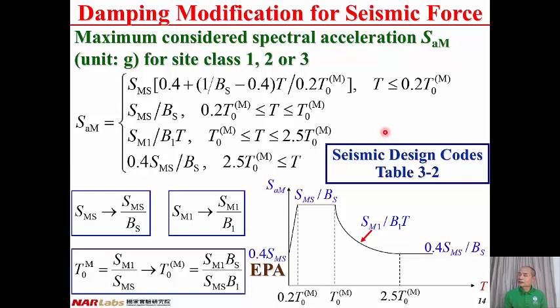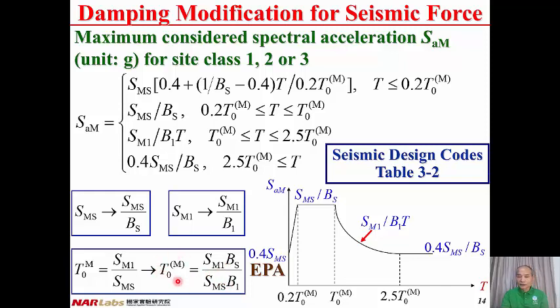Then we move to maximum considered spectral acceleration, SAM, for site class 1, 2, or 3. And according to Seismic Design Code Table 3-2, the maximum considered spectral acceleration for damping ratio other than 5% can be modified by two parameters. One is BS, the other is B1. And after modification, SMS is modified to be SMS divided by BS. SM1 is modified to be SM1 divided by B1. And the corner period, T0 parenthesis M, is modified to be SM1 times BS divided by SMS B1.